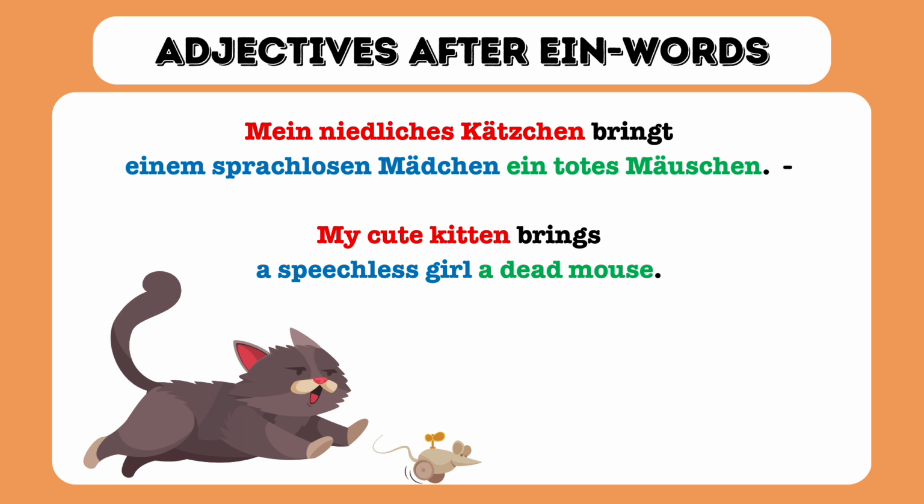Einem sprachlosen Mädchen is in the dative case. Einem for neuter and dative, and the adjective takes en. Einem sprachlosen Mädchen. Mein niedliches Kätzchen bringt einem sprachlosen Mädchen ein totes Mäuschen.